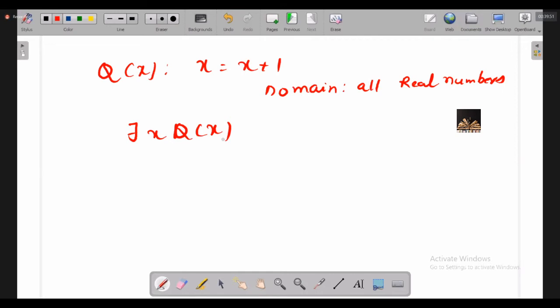False. In every real number case, x equal to x plus 1 is not true. There exists means in some cases it is true, otherwise it is false. In no case is x equal to x plus 1 true, since your domain is real numbers. That's why it is false.